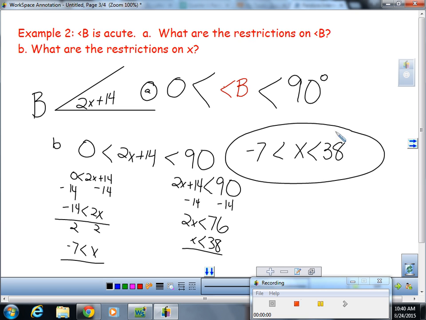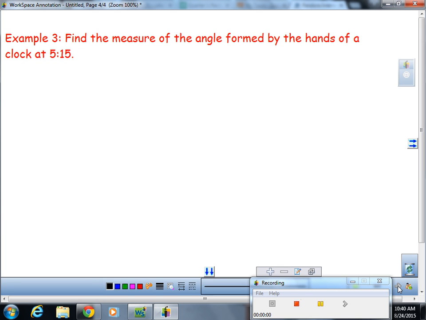So that's maybe a new style of problem. The algebra itself isn't challenging, but maybe the type of problem is challenging. And this will be the most challenging type of problem from your homework, and these are the famous clock problems. Find the measure of the angle formed by the hands of a clock at 2:15.